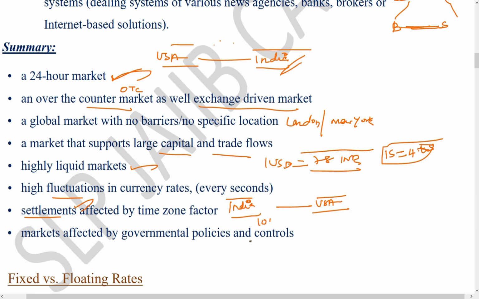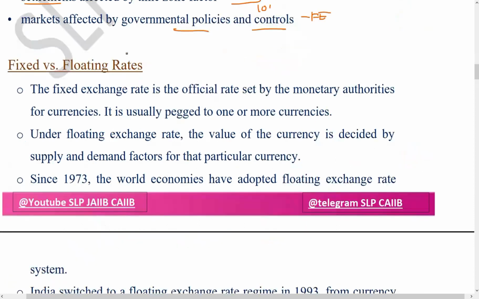Markets are affected by government policies and controls. Governments also make many policies, many controls. Based on that also, foreign exchange gets affected. Okay, so we are saying that $1 is equal to 78 INR. Actually, who is fixing this rate? Whether it is fixed by the market, by any institution, or a centralized global body, that we are going to read.